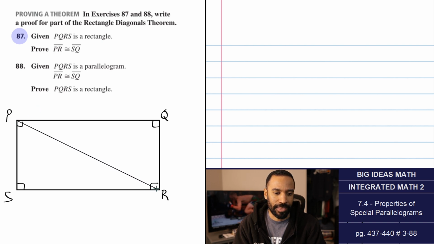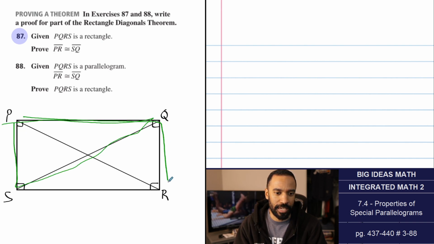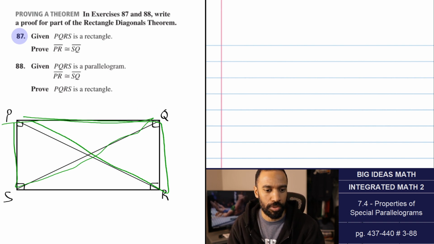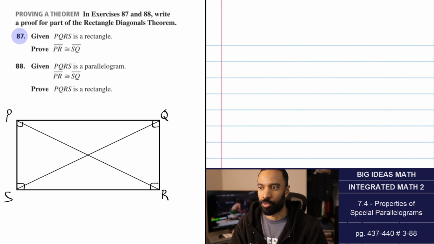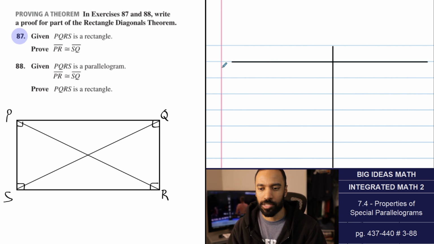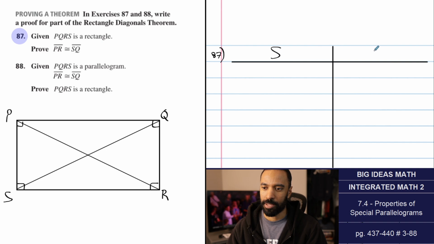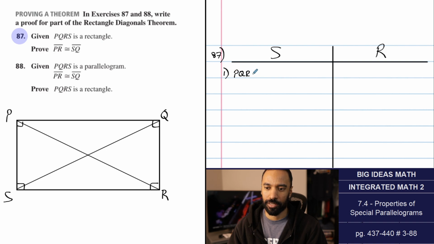My plan is kind of like this. I want to show that this big triangle right here is congruent to this big triangle right here. And then I'm going to use CPCTC to say that those two things are congruent. I think that's fine. So I think this is going to be a shorter proof. I don't know what the last proof is about yet. Okay, 87. Statements, reasons. All right, statement 1, PQRS is a rectangle.